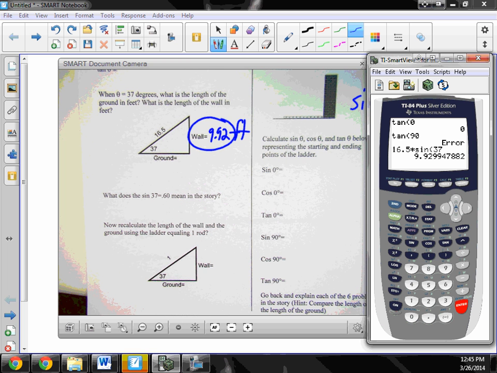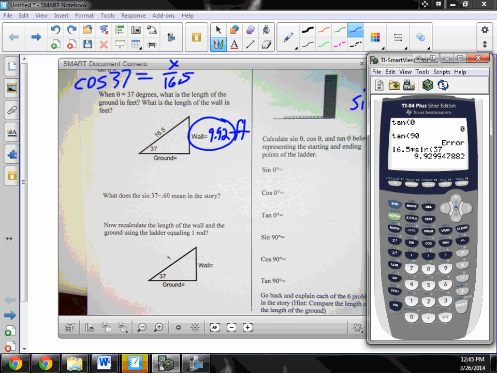Hopefully this is review. How do we calculate the length of the ground? Cosine of 37 equals x over 16.5. What kind of problem is this? Multiply. Now, we could have used the Pythagorean theorem and we could have used the tangent, but I want to do cosine. So 16.5 cosine of 37, 13.17.